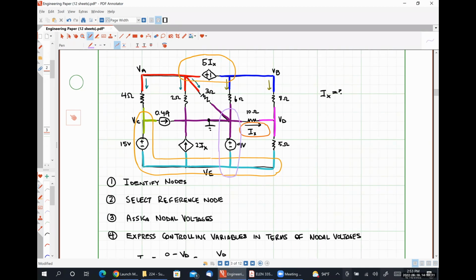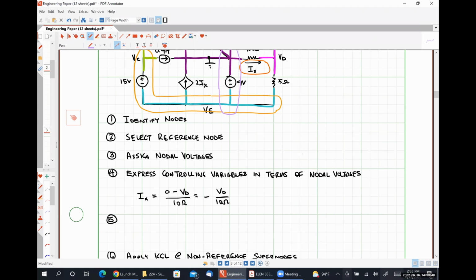The reason why this supernode that I've circled in light purple is special is because it contains our reference node. This is a supernode between node E and our ground node. Because we only write KCL equations for our non-reference nodes, we will not write a KCL equation for this particular supernode. The reason why we don't have to goes back to step 5 that I skipped. So let's talk about step 5 now.